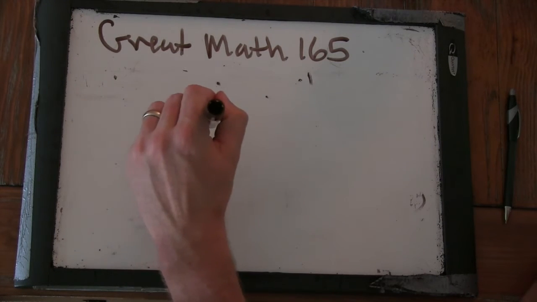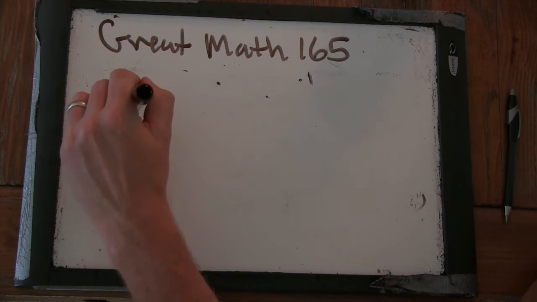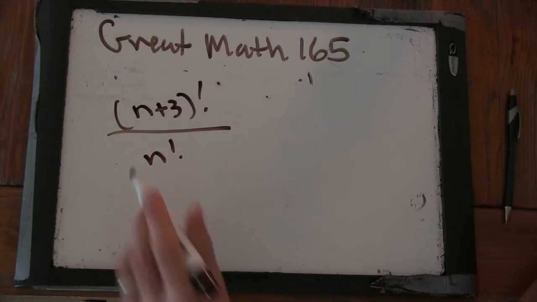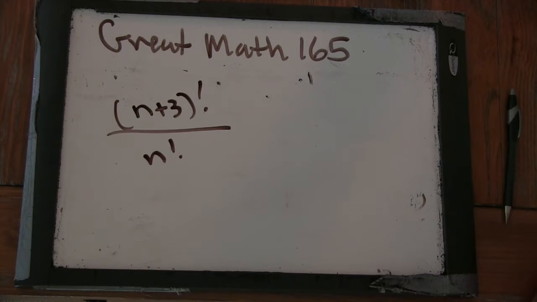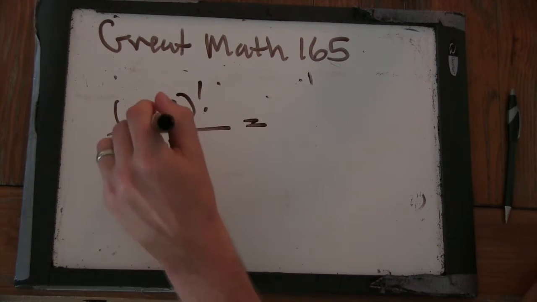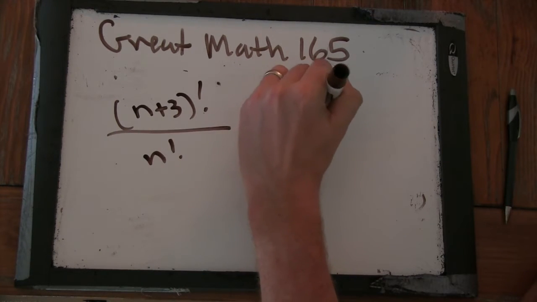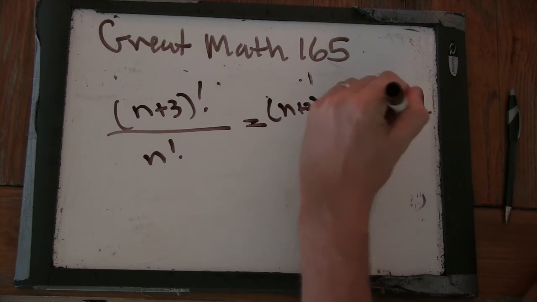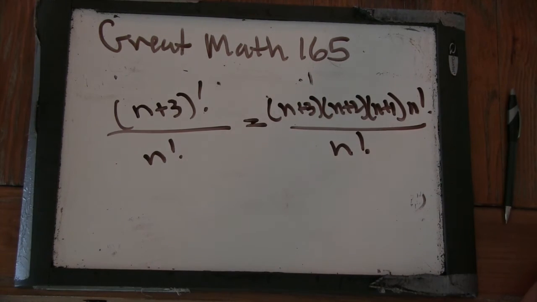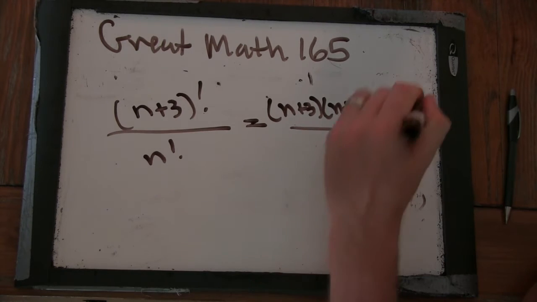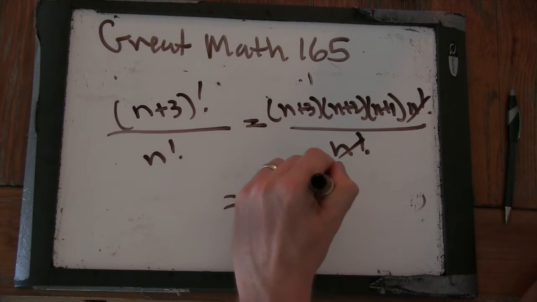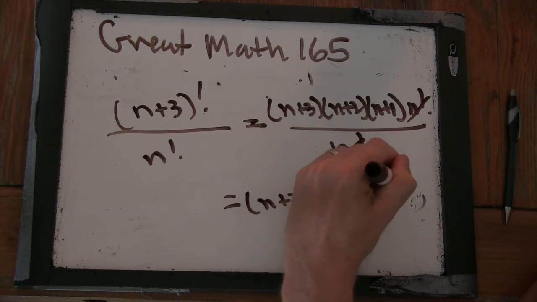Alright, so I'm going to do n plus 3 factorial over n factorial. See if we can make the difference be 3. Okay. So this is just going to be n plus 3, n plus 2, n plus 1 times n factorial over n factorial, right? Okay, so these just cancel. So this is going to be n plus 3, n plus 2, n plus 1.